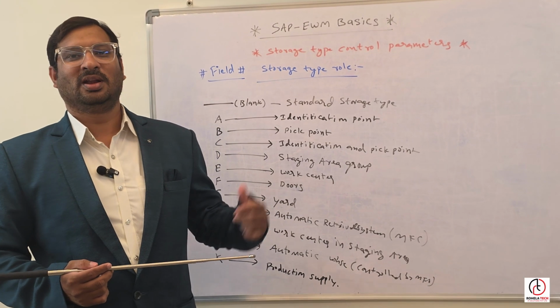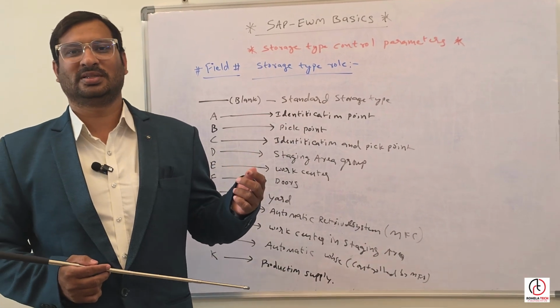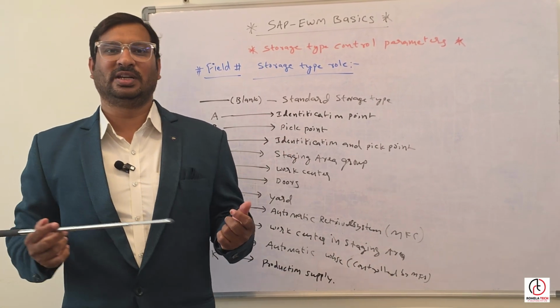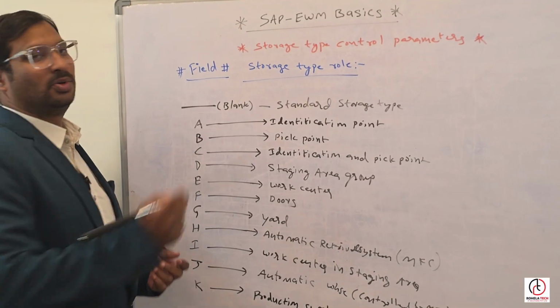So we are going to learn storage type control parameters. In that I am going to take multiple fields. The first field is storage type role.